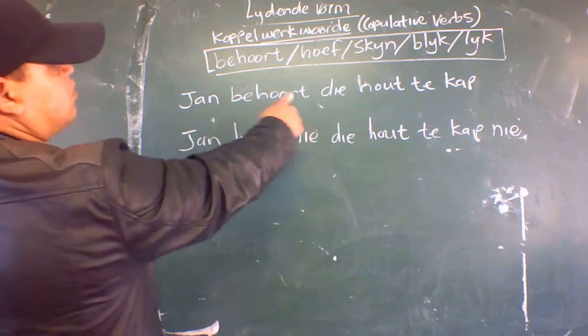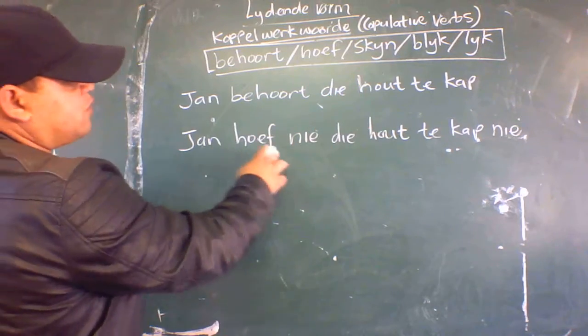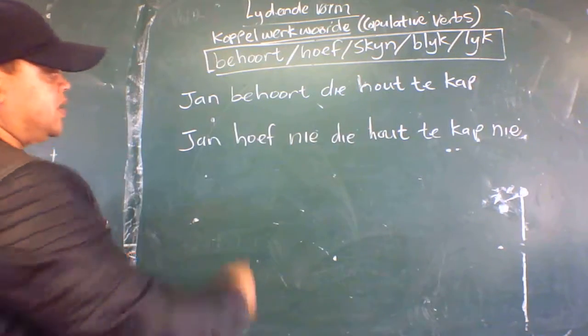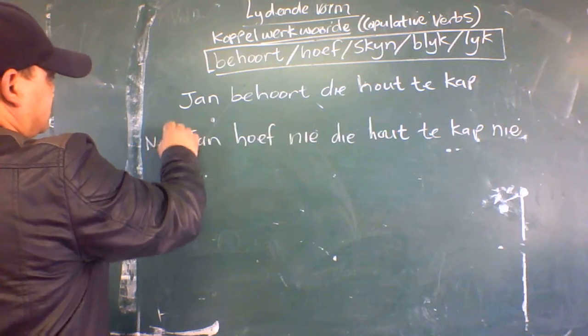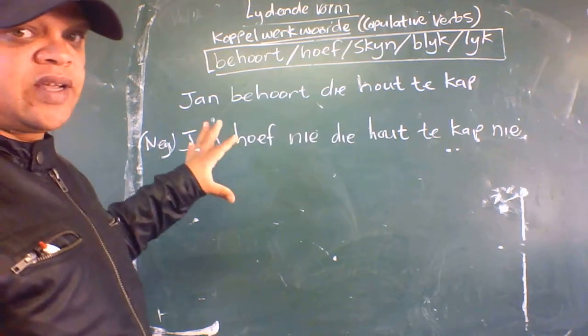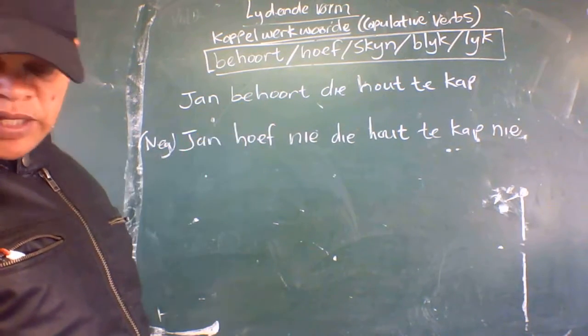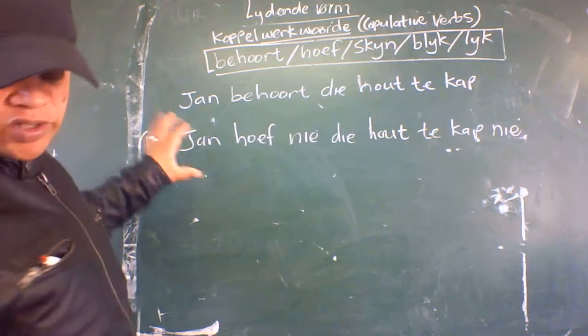Right. Jan behoort die hout te kap. Jan hoeft niet die hout te kap. This one is in negative form. Right? Leidende vorm. Jan behoort die hout te kap. Let's see how we need to change this one.